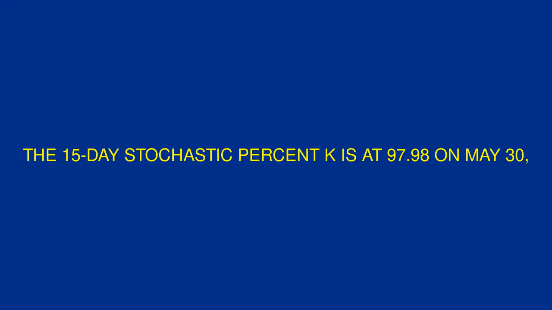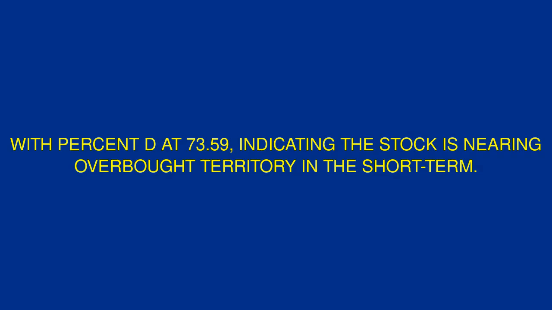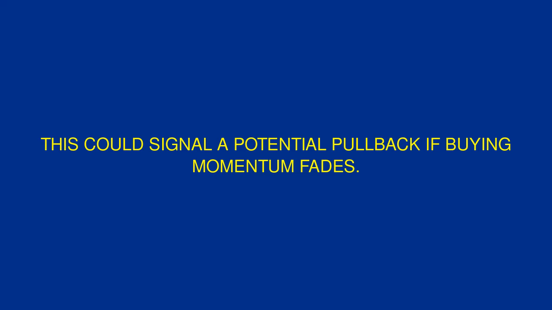Finally, let's look at the stochastic oscillator and ultimate oscillator for additional clues. The 15-day stochastic %K is at 97.98 on May 30, with %D at 73.59, indicating the stock is nearing overbought territory in the short term. This could signal a potential pullback if buying momentum fades.